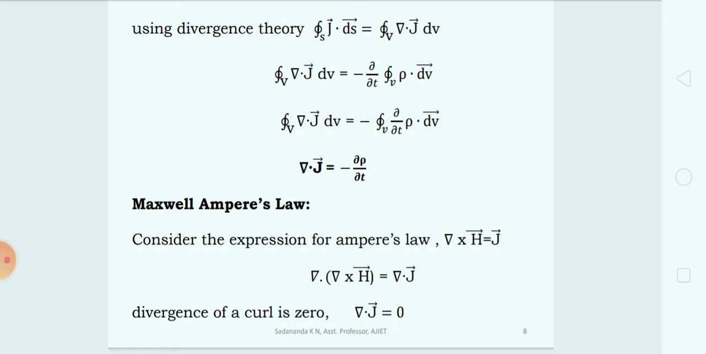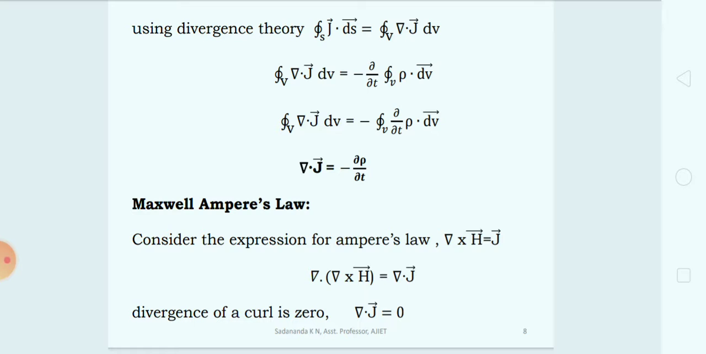Next topic is Maxwell's Ampere's law. So we have seen Ampere's equation, that is curl of vector H is equal to j, the curl of a vector field results in the current density. That is the statement given by Ampere's circuital law. Now Maxwell suggested corrections to Ampere's circuital law.